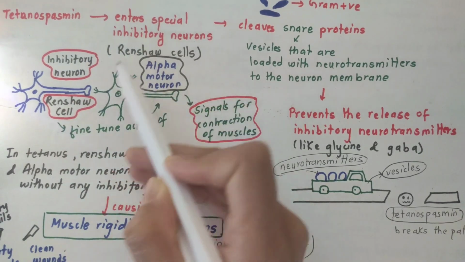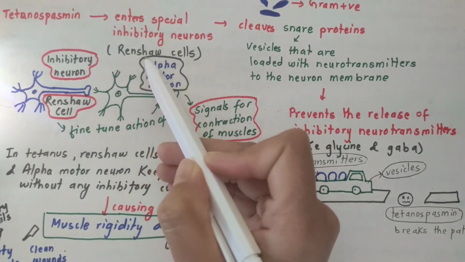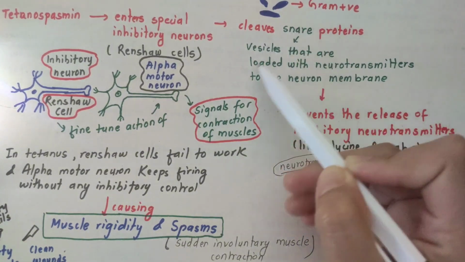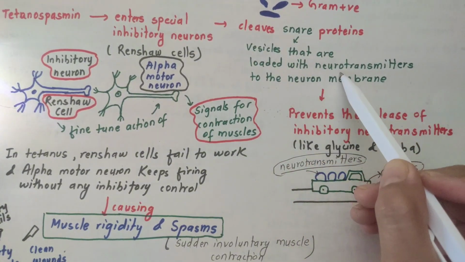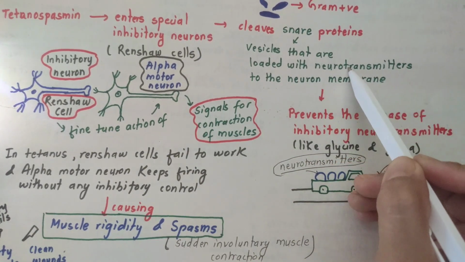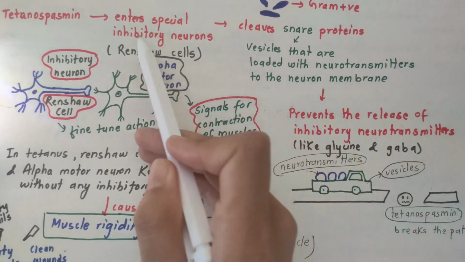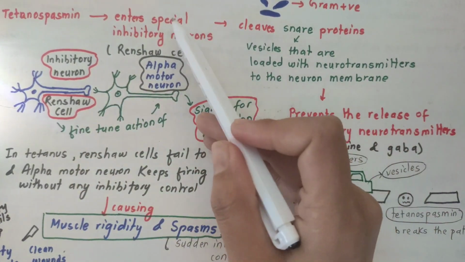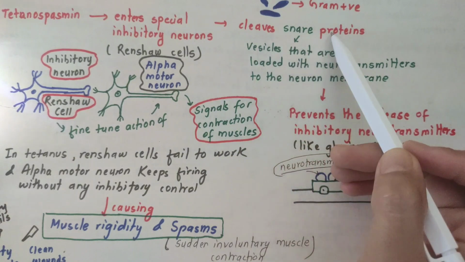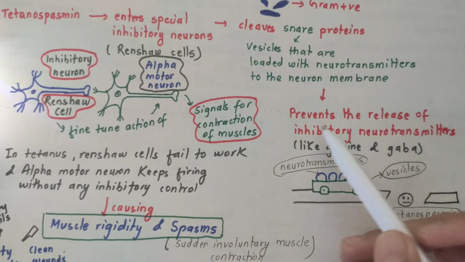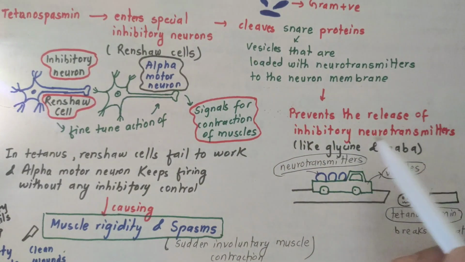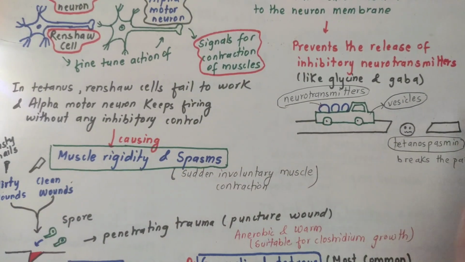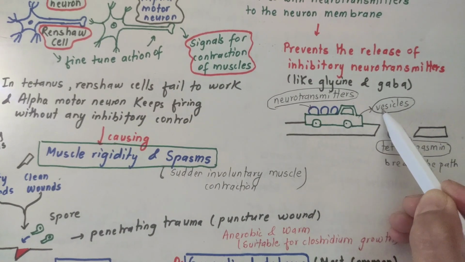Tetanospasmin enters our inhibitory neuron that we call Ransom cell. There it cleaves the snare protein. Snare are the vesicles that are filled with neurotransmitter that transfer neurotransmitters to neuron membrane. Tetanospasmin enters inhibitory neurons, which after entering, it cleaves snare protein, which prevents the release of inhibitory neurotransmitter like glycine and GABA.